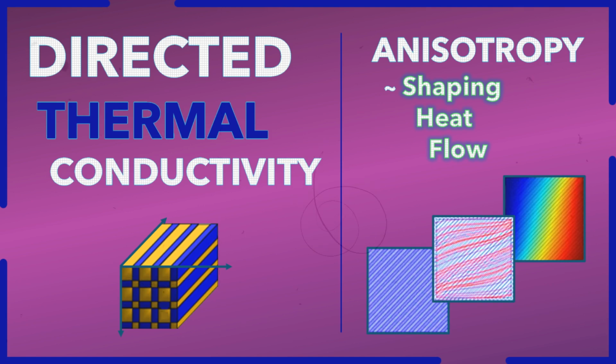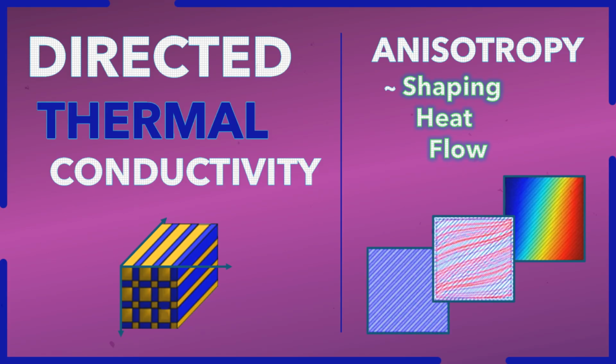Precisely. And the implications of this are pretty remarkable. For instance, simply rotating the material can actually change the direction of heat flow. Wait, hold on. Just by physically turning the material, we can change where the heat is going. How is that even possible?